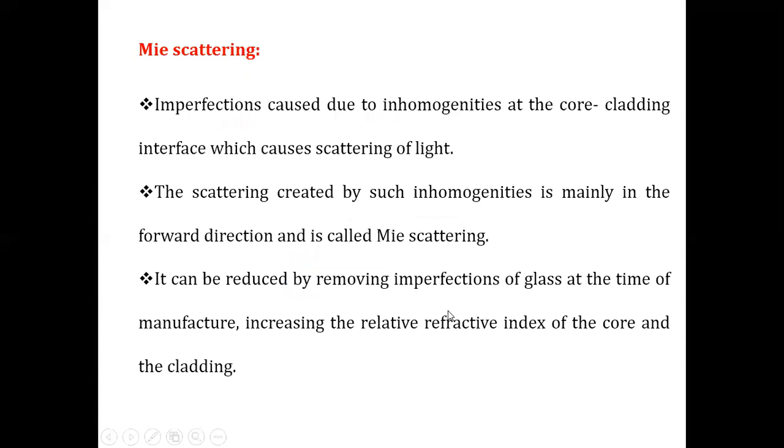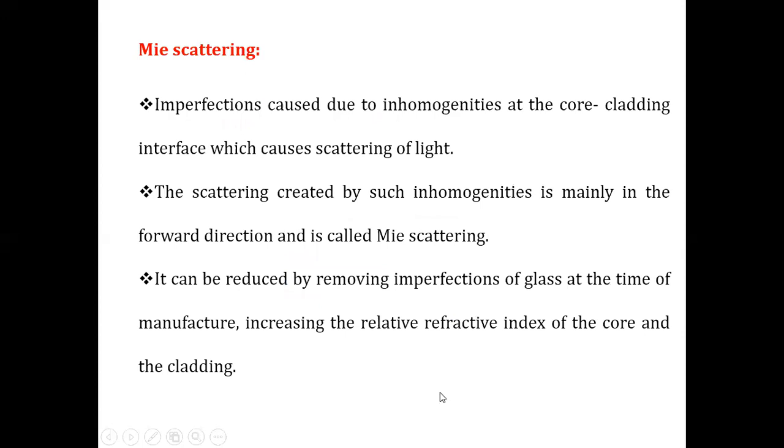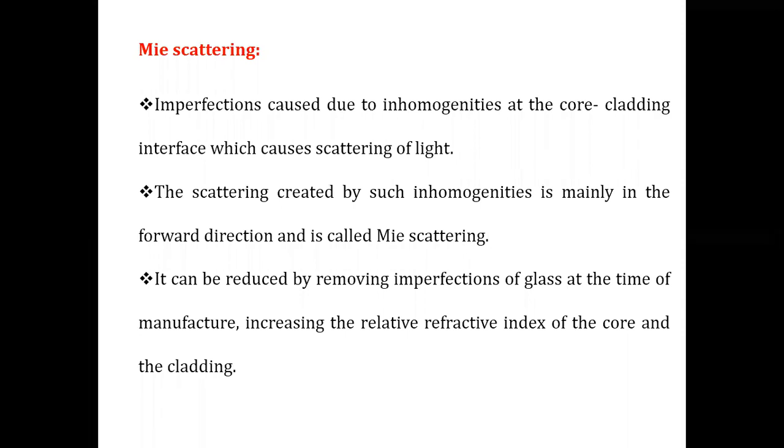Next one is Mie scattering. Let us see what we mean by Mie scattering. Mie scattering means that when the scattering inhomogeneity size is greater than the wavelength lambda divided by 10, the scattered intensity, which has an angular dependence, can be very large. The scattering created by such inhomogeneities is mainly in the forward direction, and it is called Mie scattering. We can reduce these inhomogeneities by removing imperfections due to the glass manufacturing process.